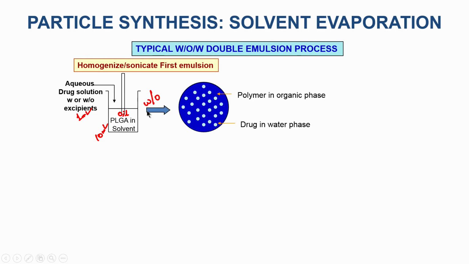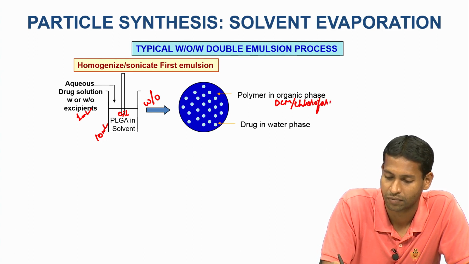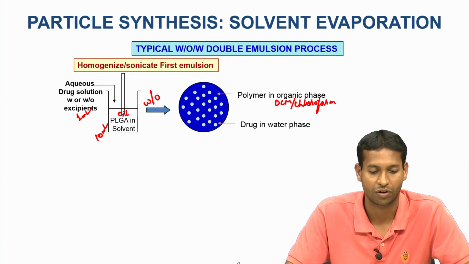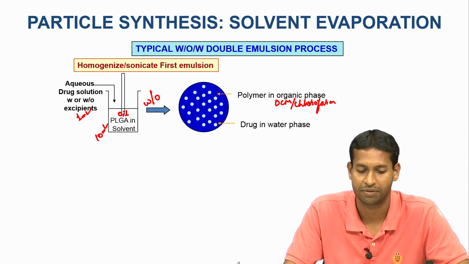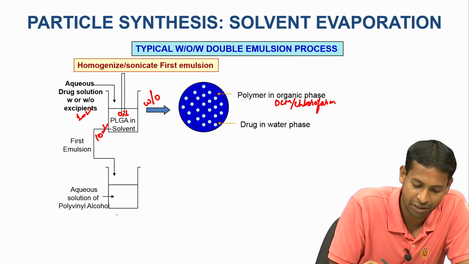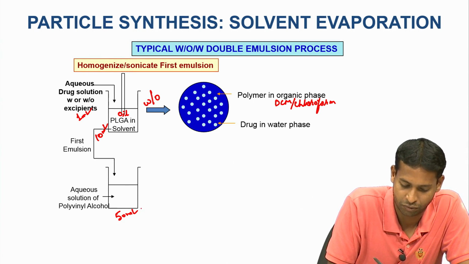This is essentially just a zoomed in image. You have drug in the aqueous water core, and you have the polymer in the organic phase, which could be DCM or chloroform, and that is how you stabilize the first emulsion. Then you take this whole first emulsion and, let us say, dump it in 50 ml water phase.